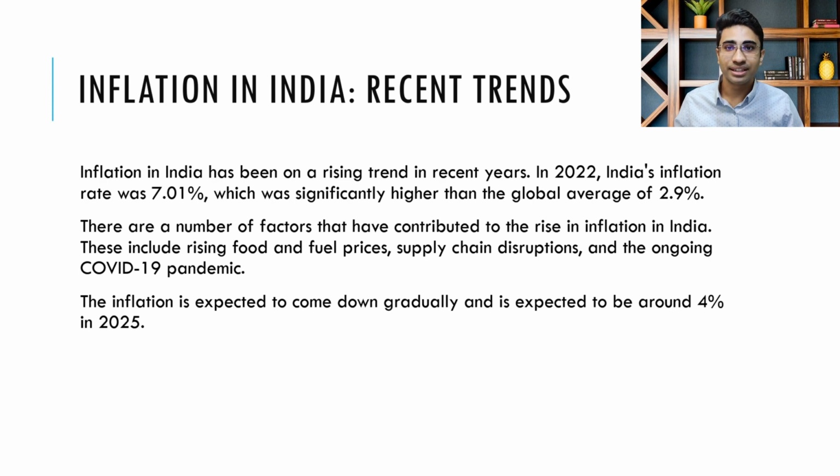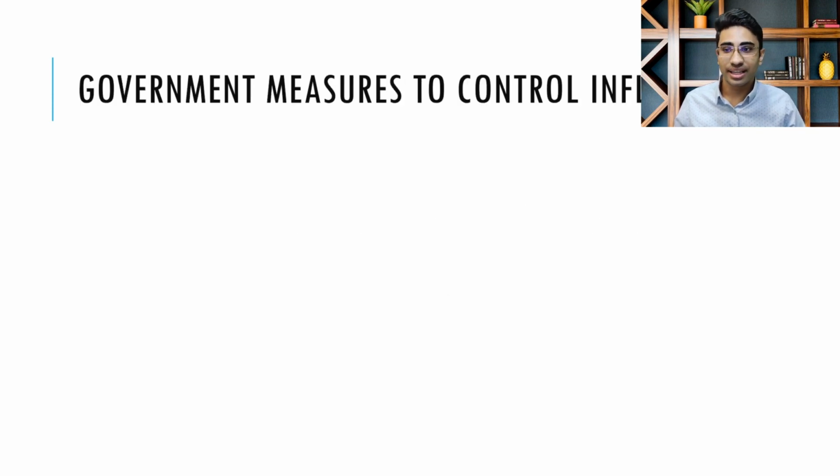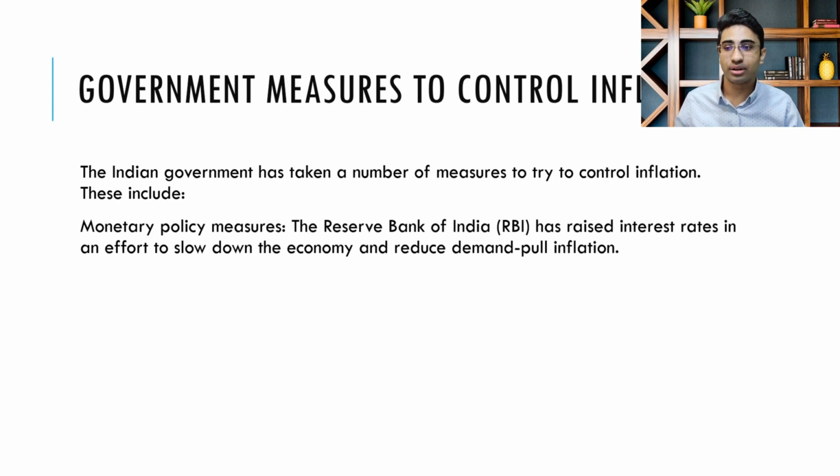So the inflation is expected to come down gradually and is expected to be around 4% in 2025. Moving on to the next topic, government measures to control inflation. Let us understand what government is actually doing to control the inflation. So some of the steps the government is taking are monetary policy measures.